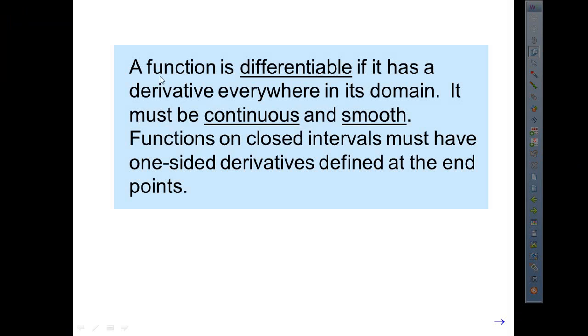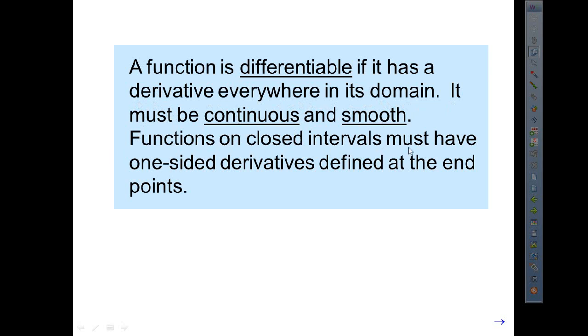All right, a function is differentiable if it has a derivative everywhere in its domain. Differentiable means that you can take its derivative. So it's differentiable only if it has a derivative everywhere in the domain or in the interval that you're talking about. It must be continuous and smooth.